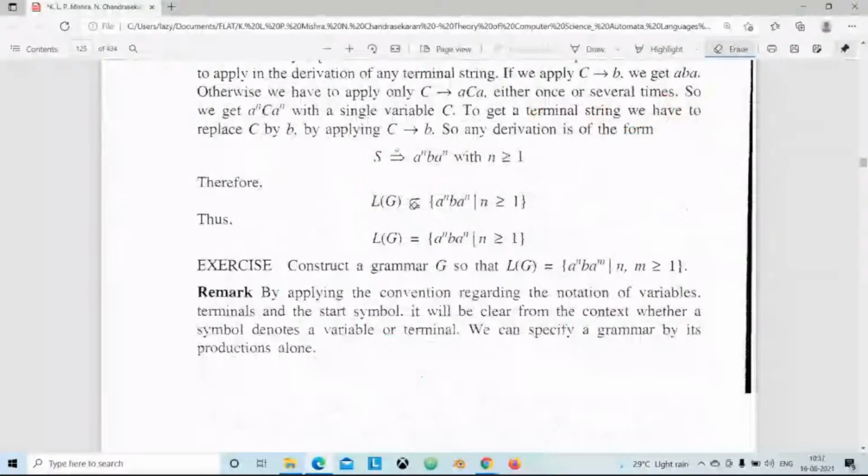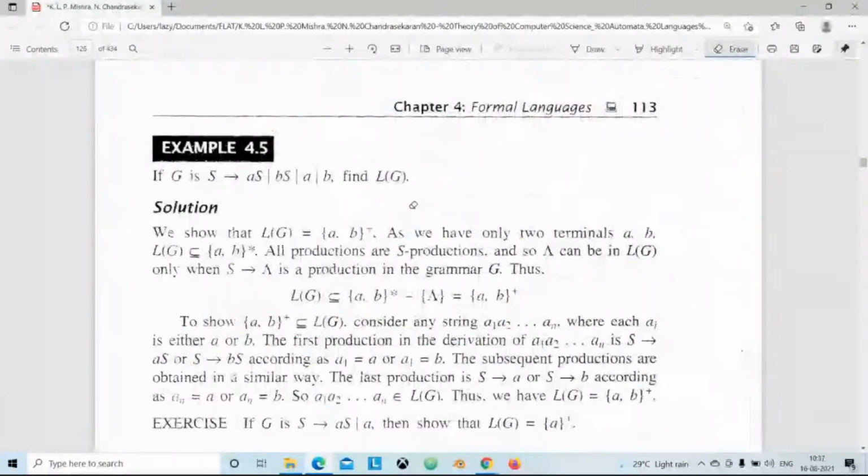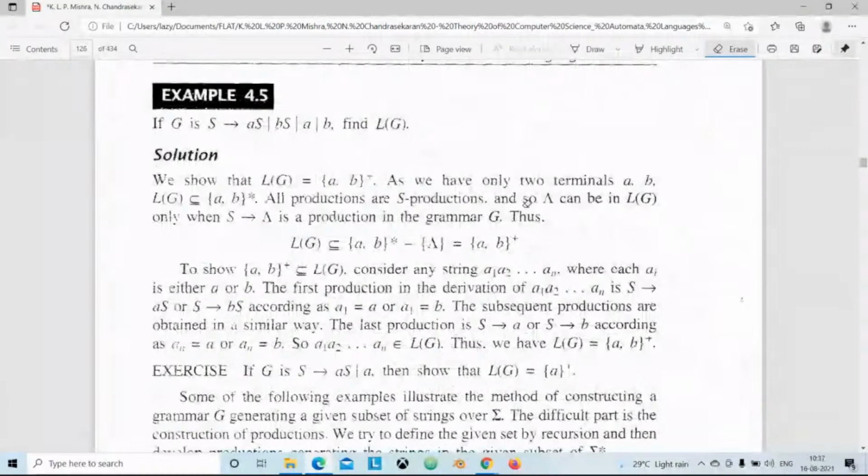Okay, let's see a few more examples. So this is find L of G. Here a notation has been used which you may not know: this plus. So {a, b} whole to the power plus is there. What does it mean? It means excluding empty. {a, b} whole asterisk means all the possible combinations of a and b, including empty. But if you remove empty from that set, we can write that as {a, b} whole plus. It means excluding empty.